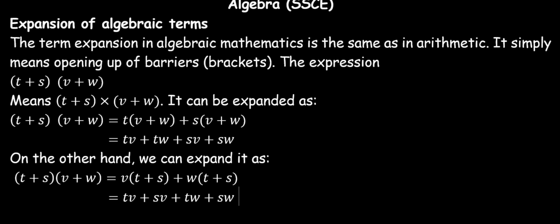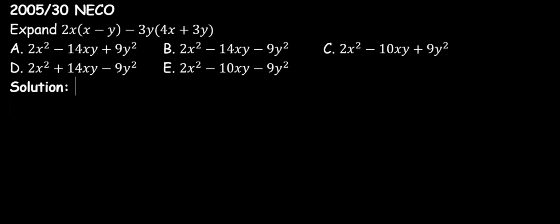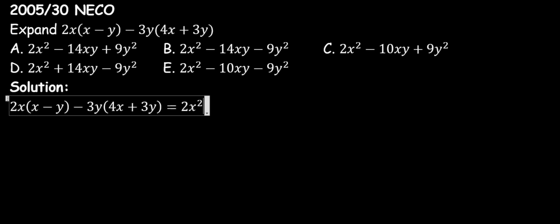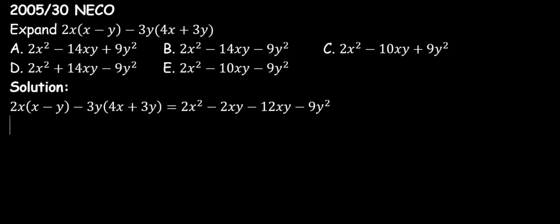Now let's take another example properly. Expand 2x(x - y) - 3y(4x + 3y). The options are given. Solution. We write out our problem properly, which is 2x(x - y) - 3y(4x + 3y), which equals 2x² - 2xy - 12xy - 9y². We have just used the items outside the bracket, each of them to multiply the items in the bracket, and that is our result.